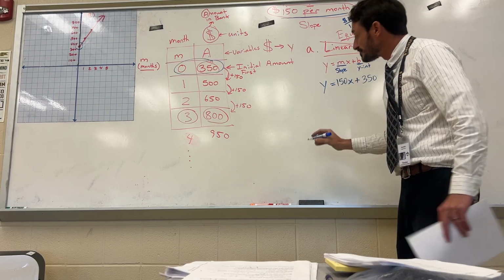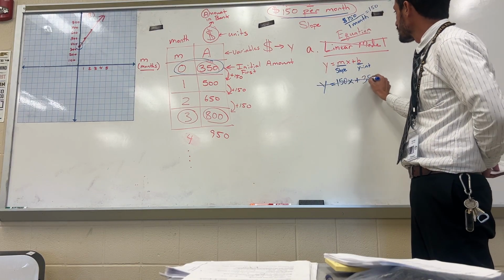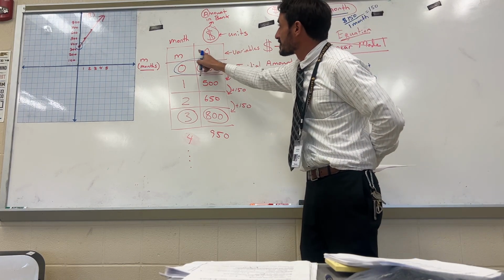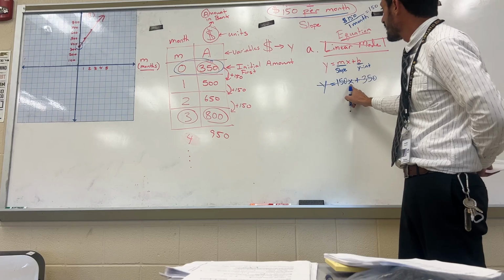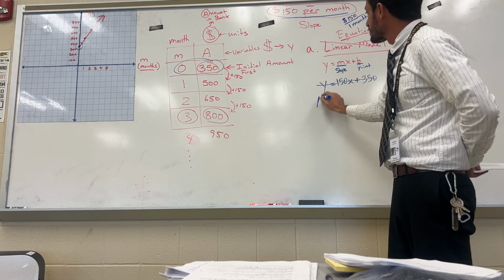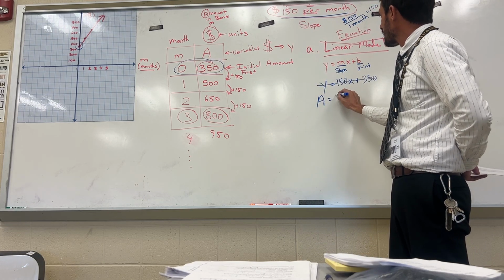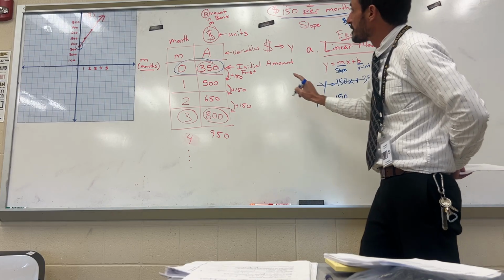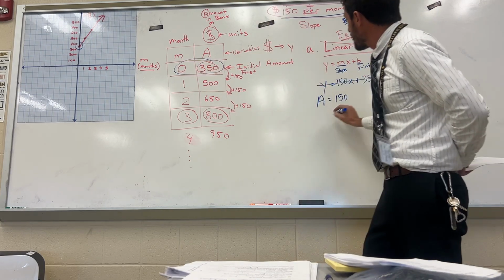Now remember, you guys have to write this in terms of the variables for the problem. So instead of using y and x, I want you guys to write this. Instead of y, we're using capital A. This is A equals 150 what? Not x, but we're using m.